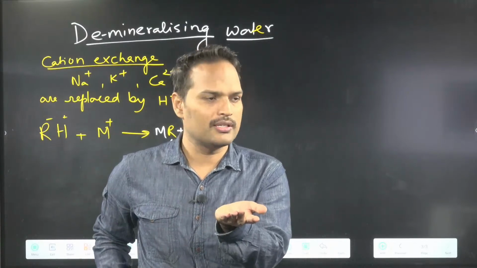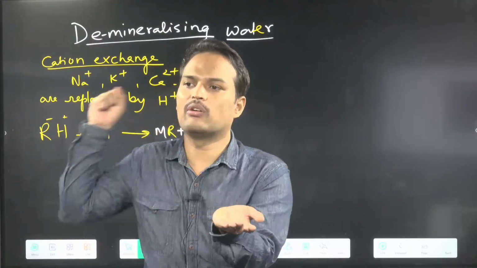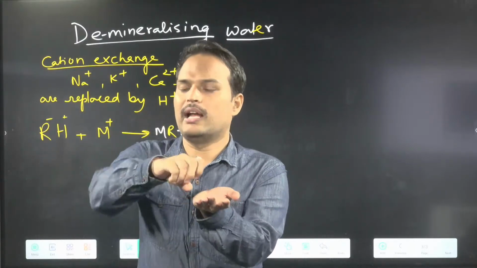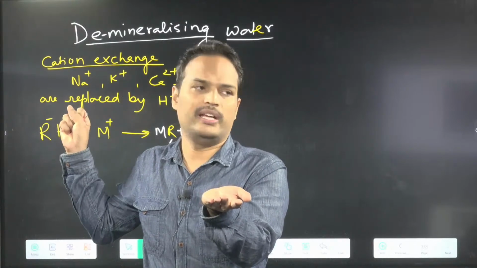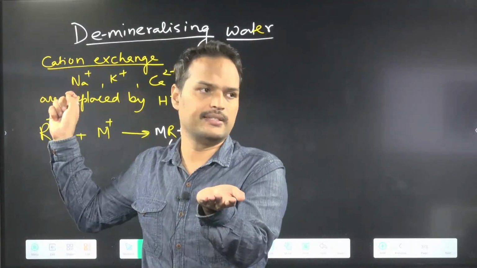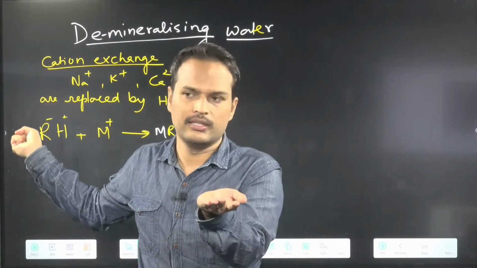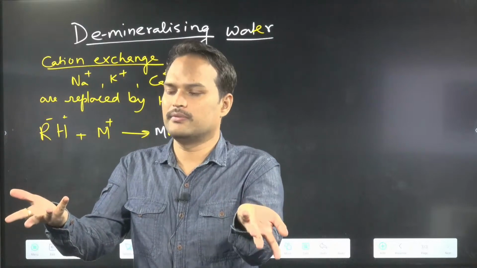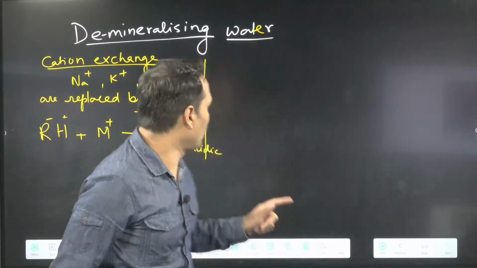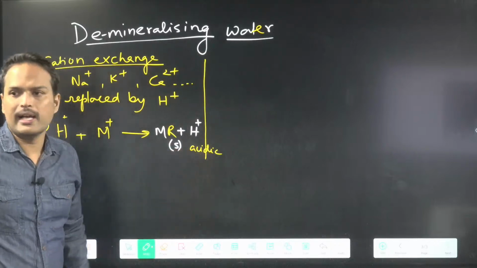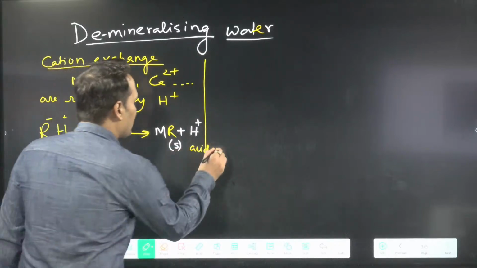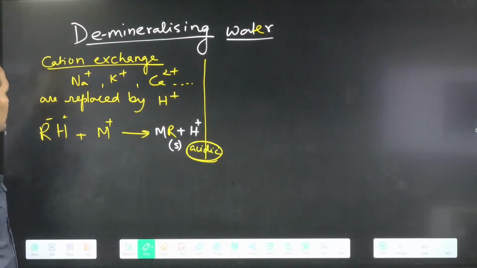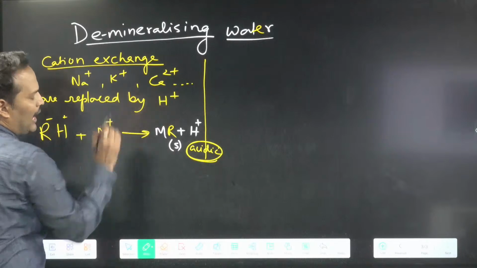What will I do? Silently, I will put H plus and take out Na plus. So Na plus is taken out by R minus, the resin. The resin will take Na plus, and in place of Na plus, it will silently put H plus. So charge is balanced. Clear? But the water will now become acidic. Is it clear? So the cation exchange is done by H plus.